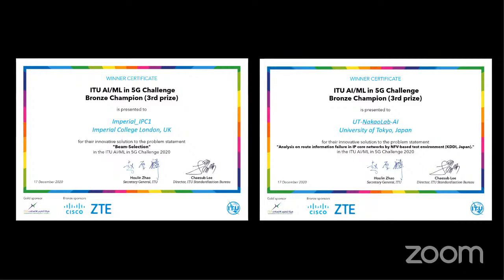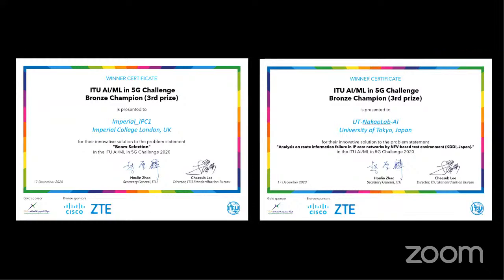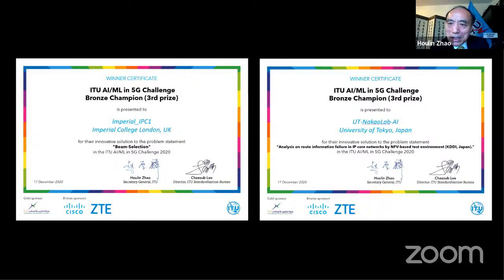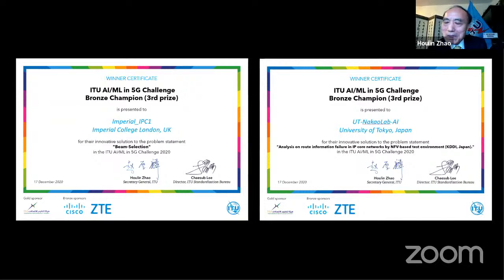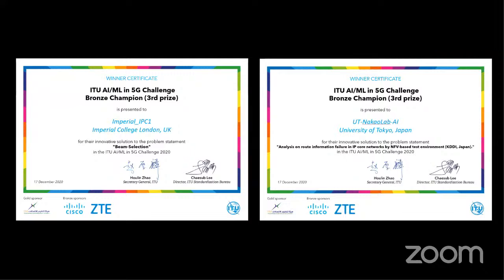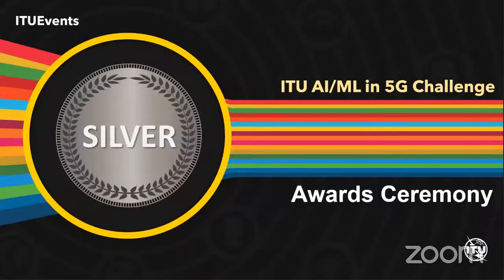So that's third prize. Third prize. So that will be Imperial IPC 1, Imperial College London, UK. Yes. And then UT Macau Lab. We have your name here covered my screen. Why I have Reinhard Shaw here? Well, sorry. University of Tokyo, Japan. Okay, that was third prize.